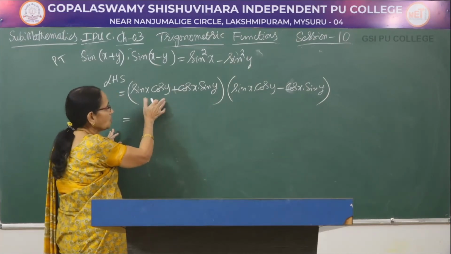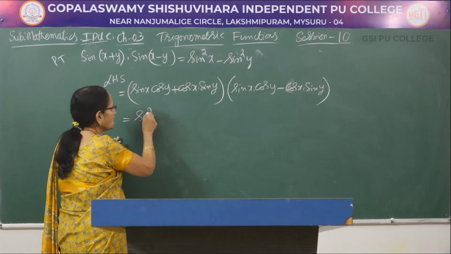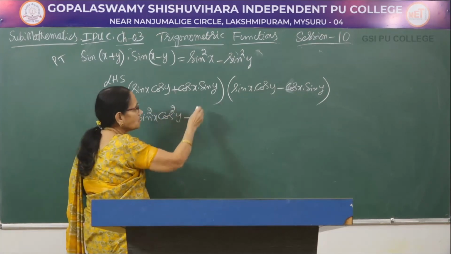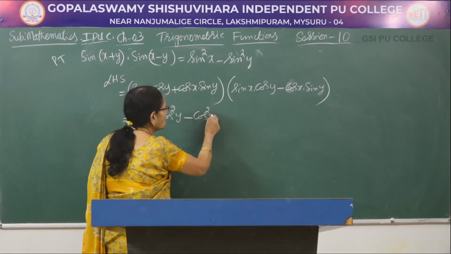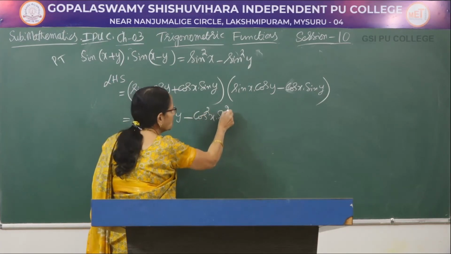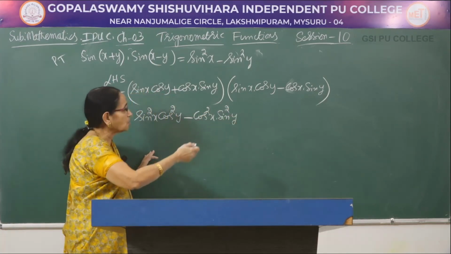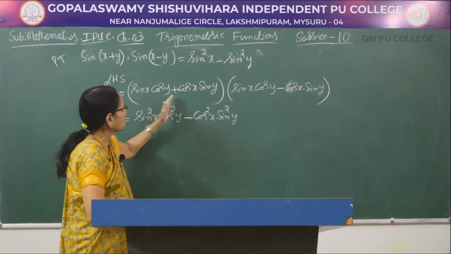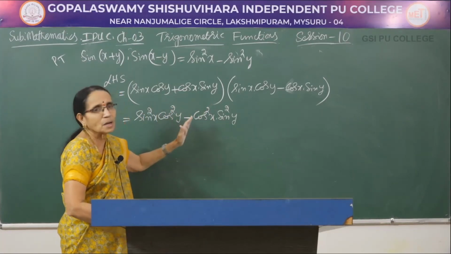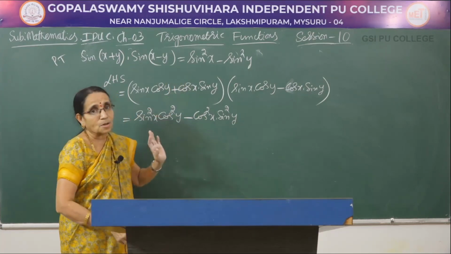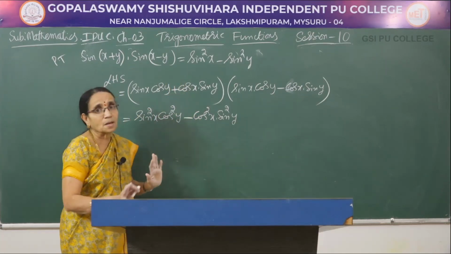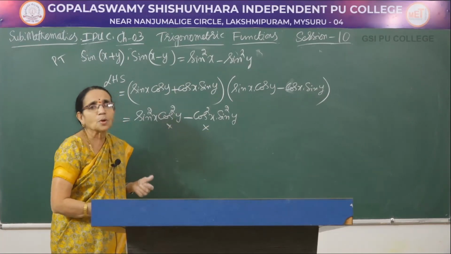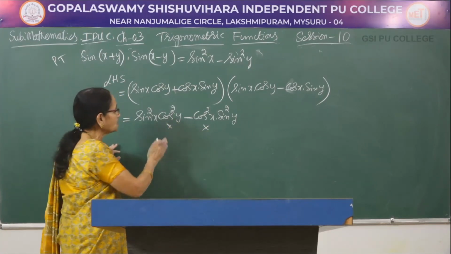A square means the square of the first term, that is sin square x into cos square y, minus the square of the second term, it is cos square x into sin square y. So, if you want you can write it, otherwise it is a basic formula I am using. So, a plus b into a minus b, a square minus b square. Look at the right hand side. I do not want any cosine term at all. So, this I do not want and this I do not want, isn't it? How to eliminate? We cannot simply erase it, isn't it?